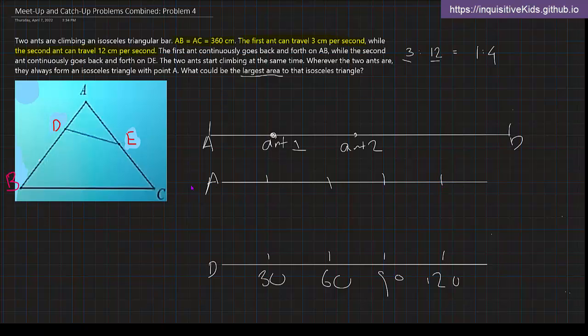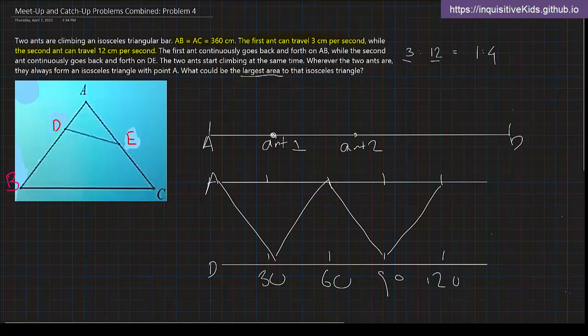So they both start at point A. And the second ant, being faster, will look like this. And meanwhile, the first ant, being a little slower, goes like this. So just saying that when the first ant had reached point D for the first time, the second ant had already touched it 2 times and come back to point A 2 times as well. And as we can see, these are their intersections.